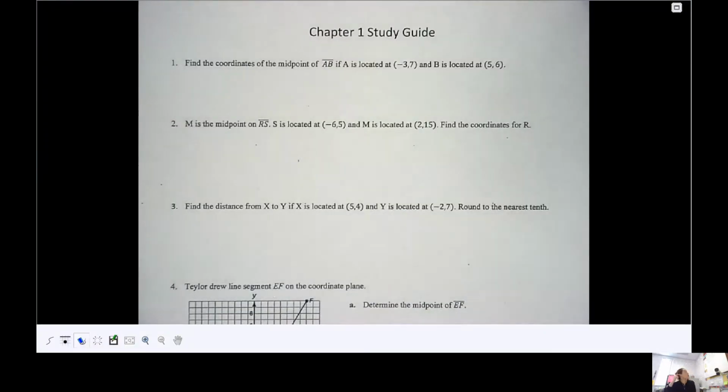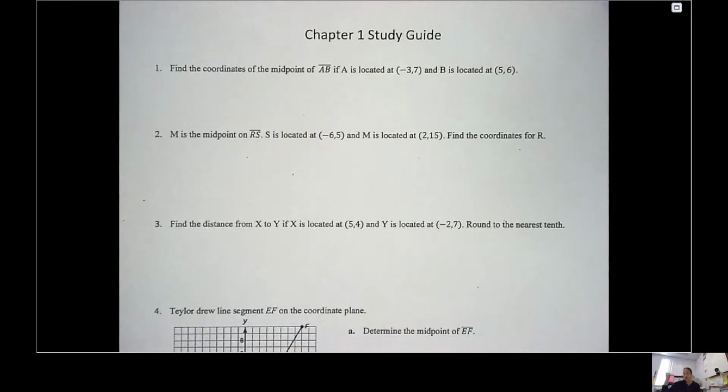So in this section we're going to talk about 1.1, which is points, lines, and planes. 1.2, which is the segment and angle addition postulates. 1.3, the distance and midpoint formula. 1.4, the types of angles. And then 1.7, the algebraic proofs. So you're going to see all of that on your test.